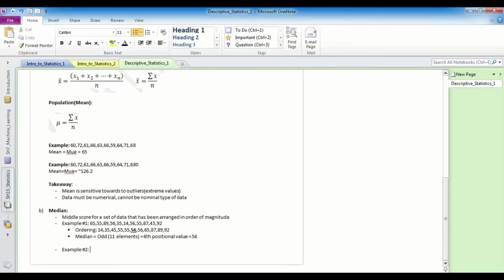It's up to you. Okay, now in this next example, on the same data set, I just removed the 92 value. So what will I be left with?